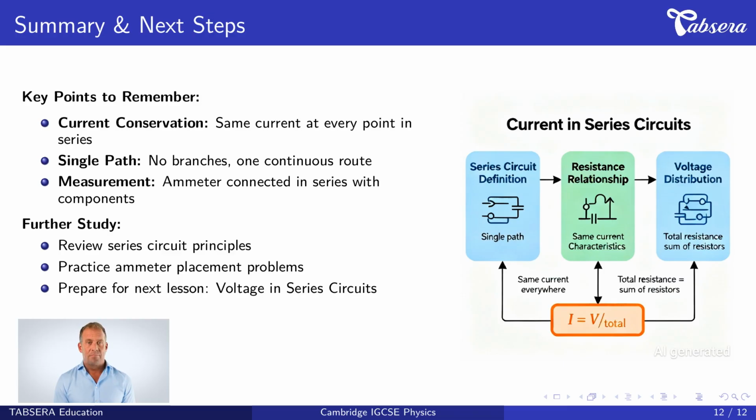Second, single path means series circuits have no branches, providing one continuous route for current flow. This characteristic distinguishes series from parallel circuits and explains why component failure stops the entire circuit.